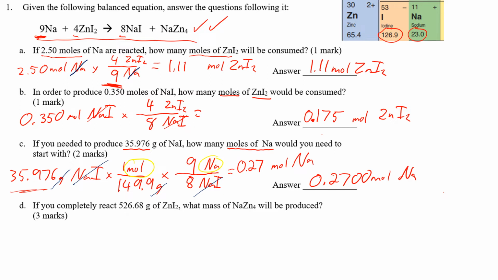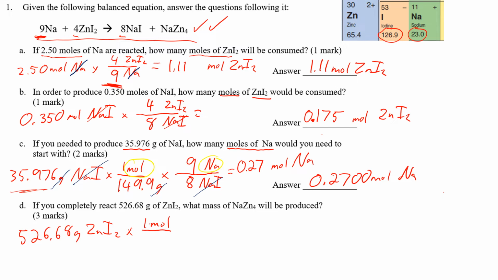Last one, for this page anyways. 526.68 grams of zinc iodide. Again, I can't use my mole ratio. I cannot use my balanced equation until I change it into moles. So I have to change it to moles.